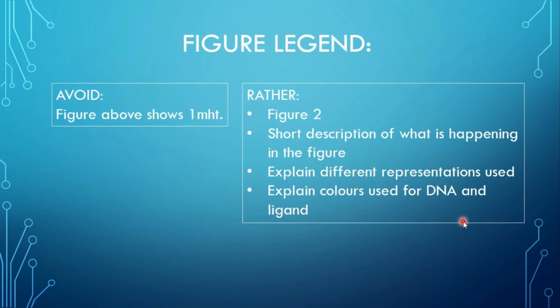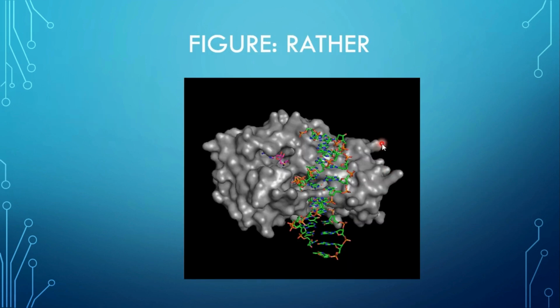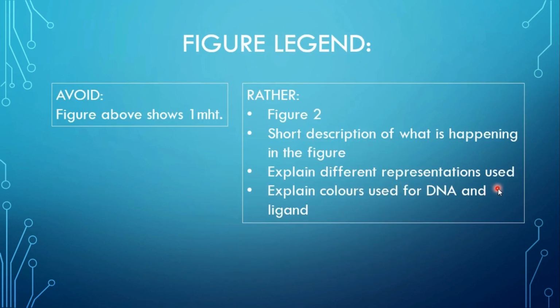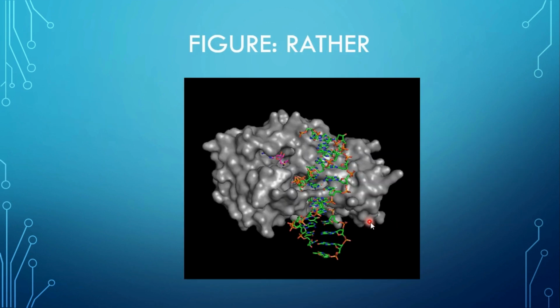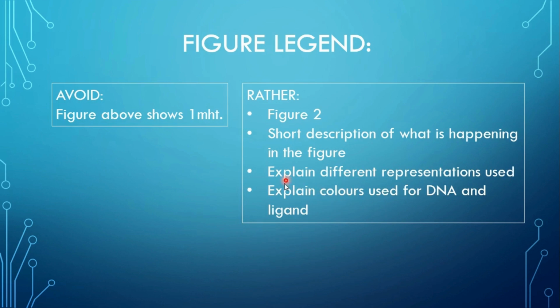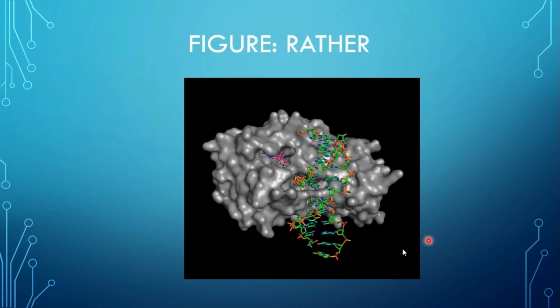So now let's look at the figure legend. Avoid the bare minimum. Rather say that this is figure 2. Give a short description of what's happening in the figure. So what type of protein it is and how it is interacting with the DNA, or what type of function it is trying to perform with the DNA. Explain the different representations used. So say that the protein is shown in a surface representation in a light gray color, and then also explain the colors used for the DNA and in this example the ligand.